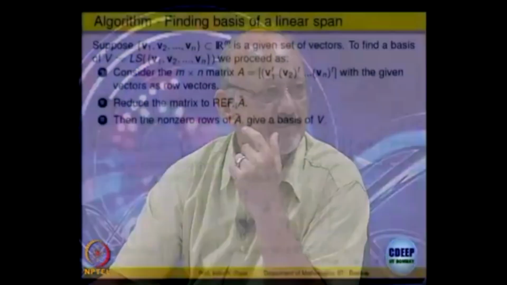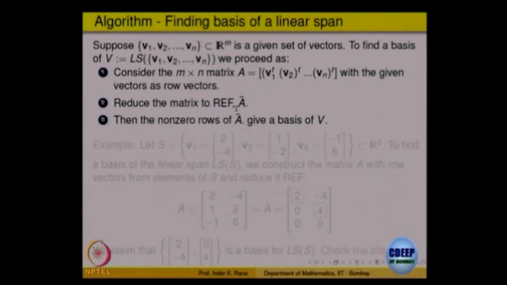Reduce it to row echelon form and look at the non-zero rows. What is the property of the non-zero rows? They are linearly independent and give you the row space. The row space is the same as the space spanned by all the vectors. So if you want to find just a basis of the linear span of a finite number of vectors, write them as row vectors, reduce to row echelon form and pick up the non-zero rows in the row echelon form, not the original ones. They will be linearly independent and will give you a basis.